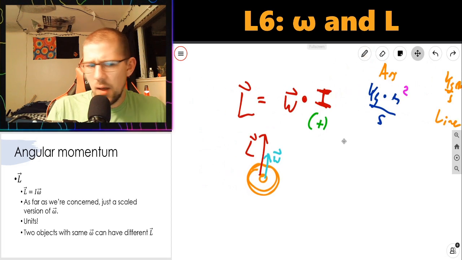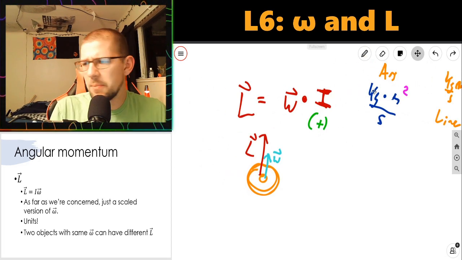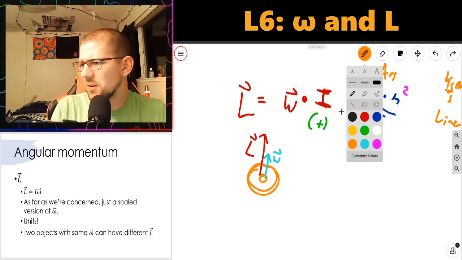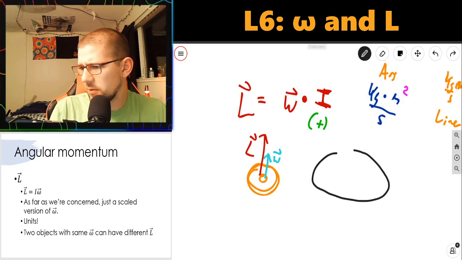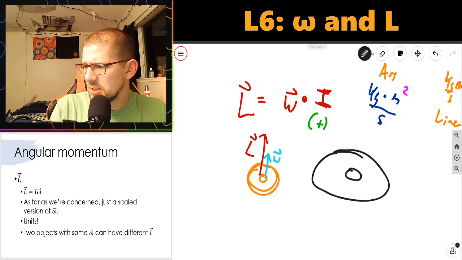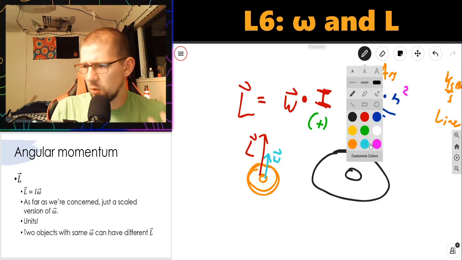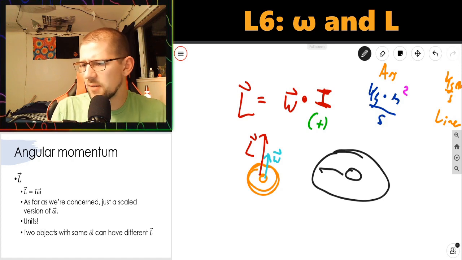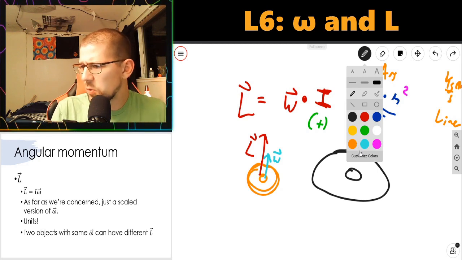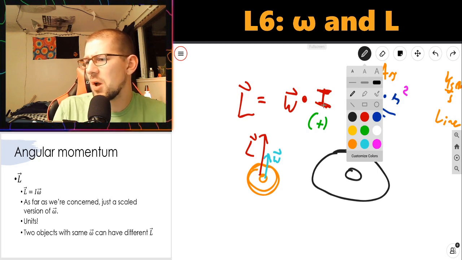Okay. The last thing I wanted to hit is that two objects can have the same omega and a different angular momentum. So for example, say that I've got my CD-ROM versus one of those big old vinyls that your parents or grandparents have. A big old vinyl, let's say it weighs more, it's heavier, and it's also more distributed. It's got more width to it, more breadth, I guess is a better way to say it. It goes out farther. So this thing is going to have a larger moment of inertia. It's going to be harder to cause to rotate or stop rotating. So for the same omega, it's going to have a larger L.